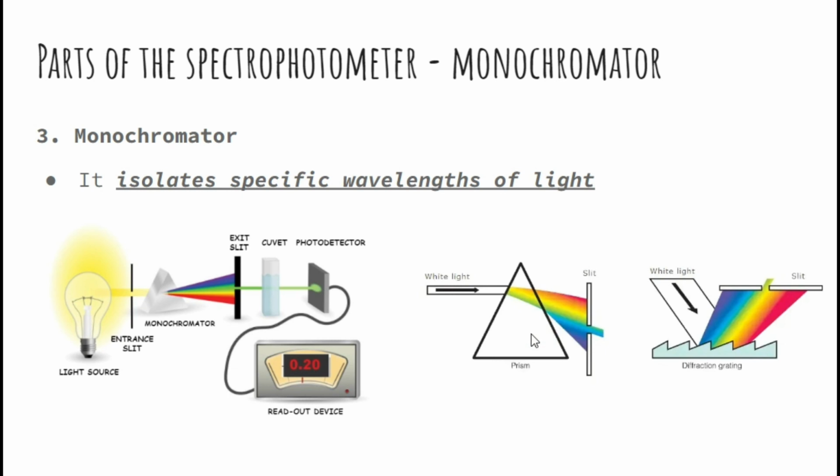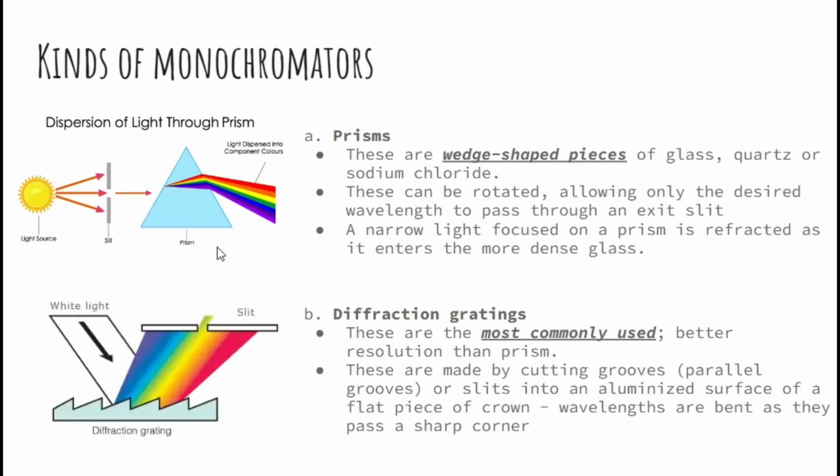Third part po natin will be our monochromator. So dito po yan again, light source, entrance slit, monochromator. Ayan. Monochromator po will now isolate specific wavelengths of light. Siya po yung magpapalabas ng different colors of the rainbow. Di ba nga sabi nga natin, each of the color po will have different wavelength. So yung magpapalabas po ng iba't ibang kulay na yan ay si monochromator. So here we have the different kinds of monochromators.